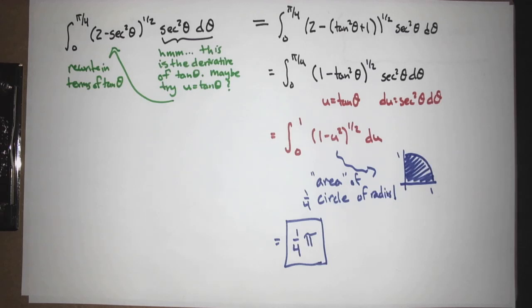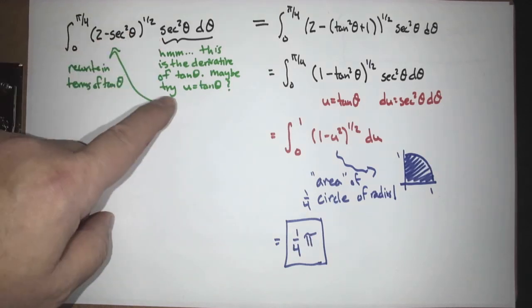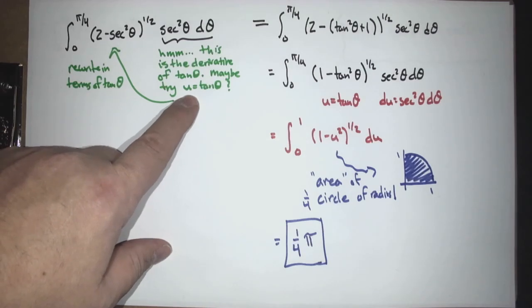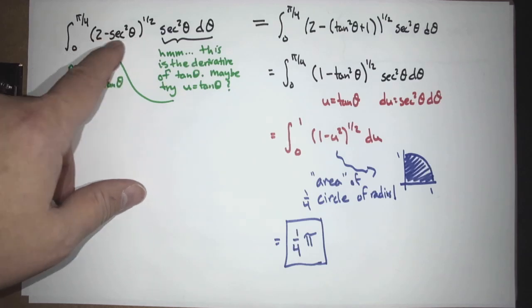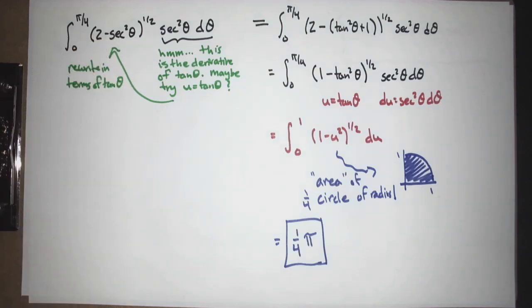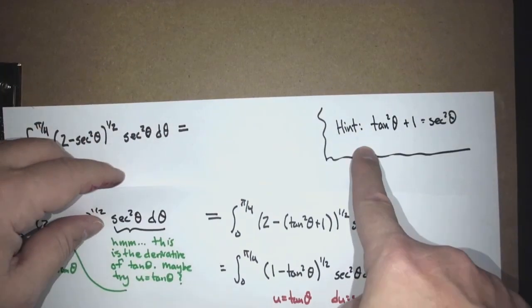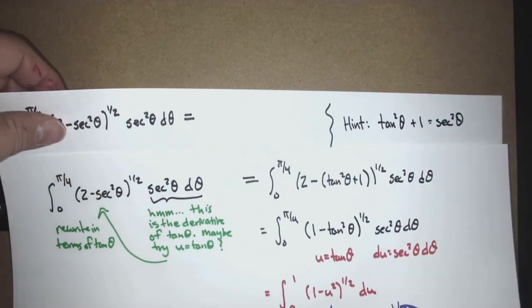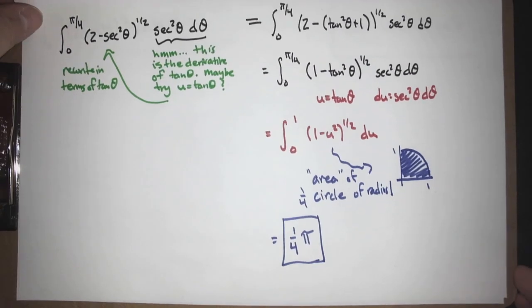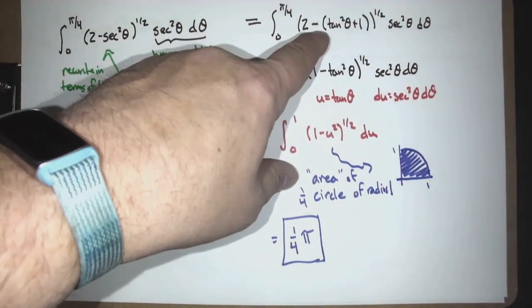When you look at this, you say, there's a secant squared theta on the end, and you might say to yourself, this is the derivative of tangent. So that's suggesting we have to do a tangent substitution. But if we're going to do a tangent substitution, we need to have this look like tangent. But here's the cool thing. A secant squared is basically a tangent squared. Why? Because of this identity. So if you have a secant squared, it's just as good as a tangent squared, and vice versa. So we're going to replace this secant squared in terms of tangent squared.